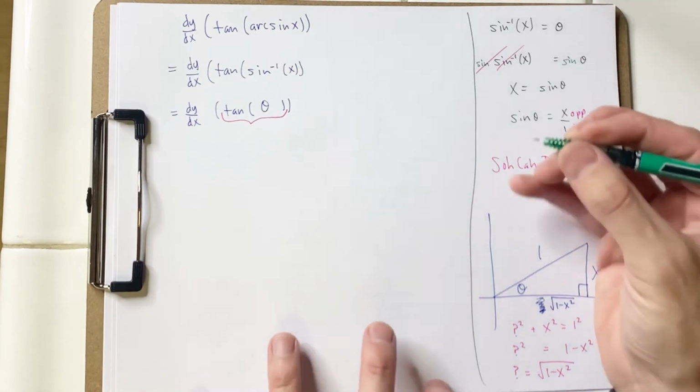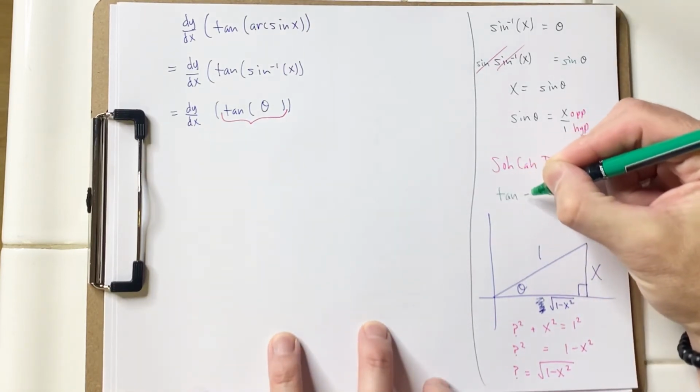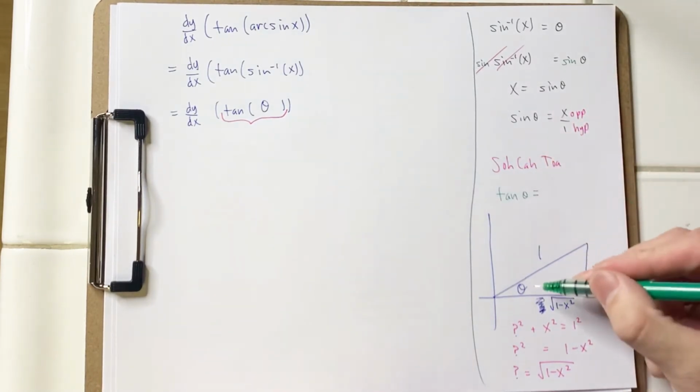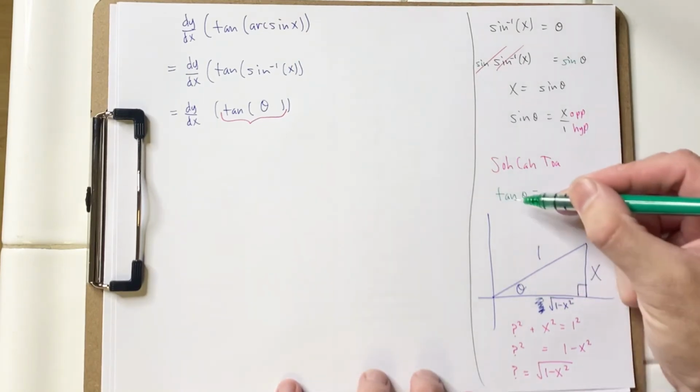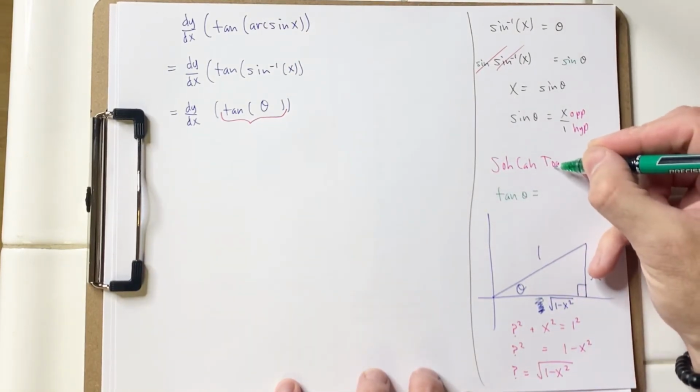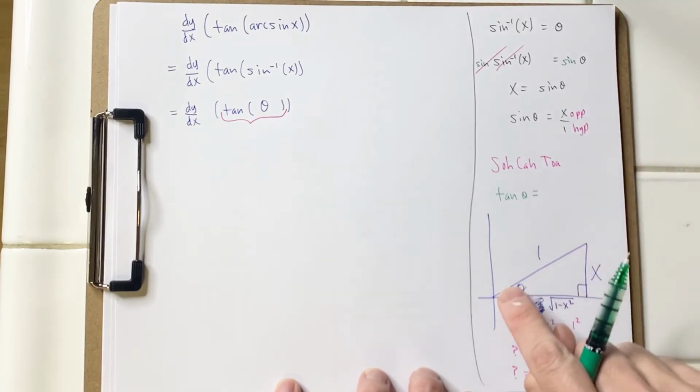And so I'll try it in green here. What exactly is tangent of theta equal to? Well, theta is there. I just have to hit it with the tangent function. Tangent is opposite over adjacent. So from here, my opposite is x.